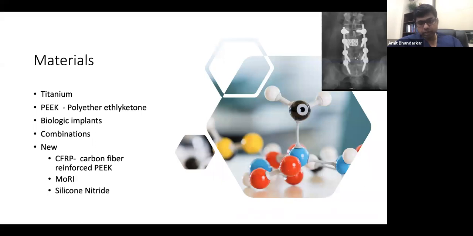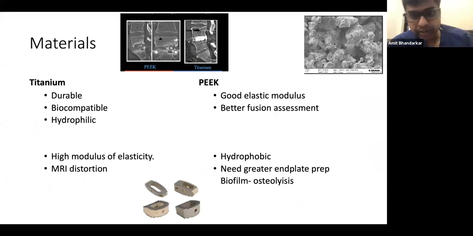I think they will be the cages of the future, but right now, mostly what we have to decide is whether we should use a titanium cage or a PEEK cage for a particular patient. This has been an old debate. Titanium seems to be winning in that. You can look at this picture. You can see how much osteolysis happens when the PEEK cage is put in versus the fusion which is happening into a titanium cage.